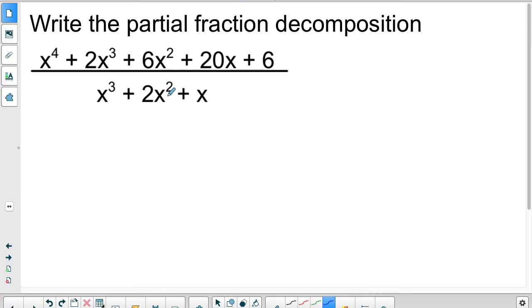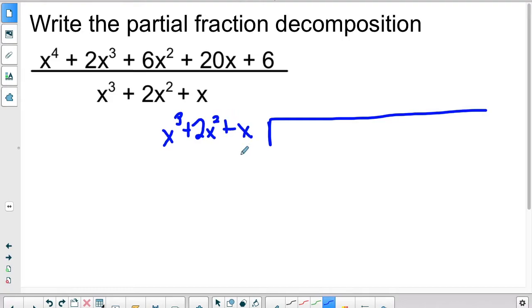Now, what we're going to want to do with this here is we're not going to want to solve it all the way down. We just want to use long division enough so that the degree of the bottom is greater than the degree of the top. So we'll have x cubed plus 2x squared plus x, and inside we have x to the 4th plus 2x cubed plus 6x squared plus 20x plus 6.